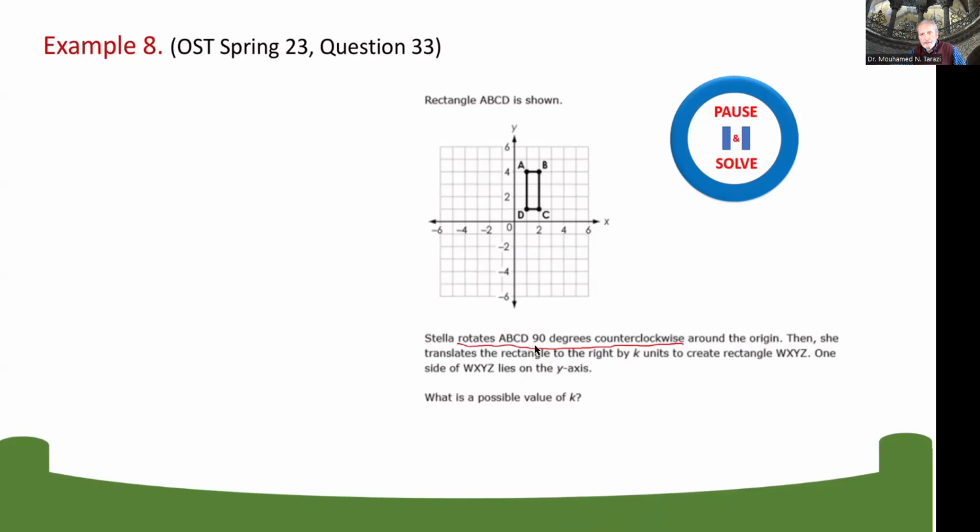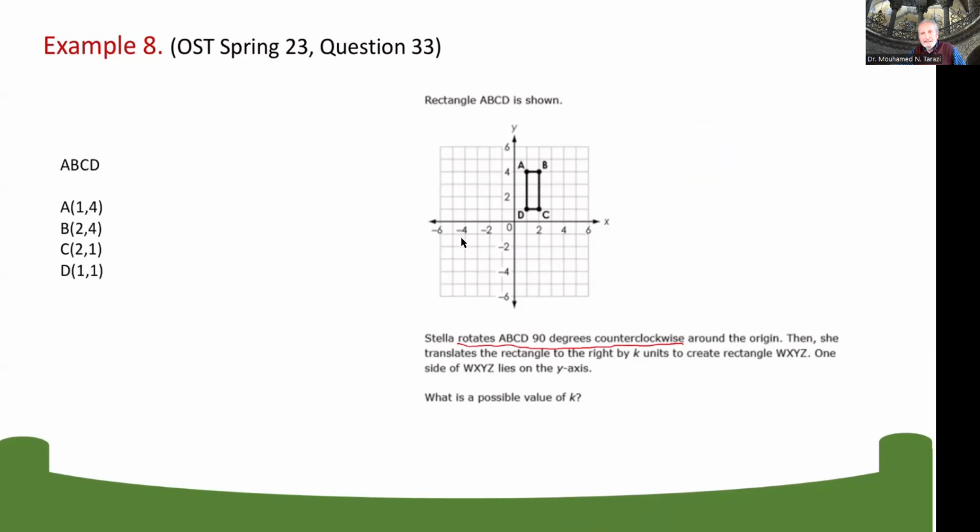Rotates 90 degrees counterclockwise. So this is going to be here. I'm going that way, I'm going to the left. Okay. So what is ABCD? A is (1, 4). B is (2, 4). Okay. We want to find A prime, B prime, C prime, D prime.